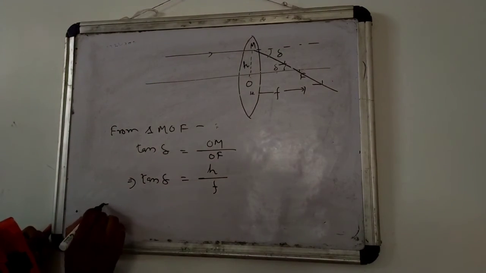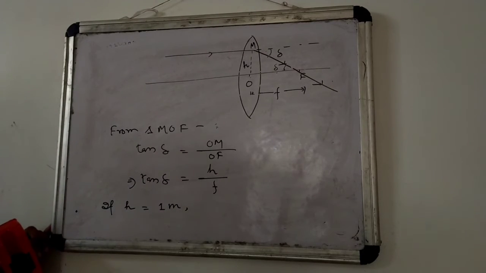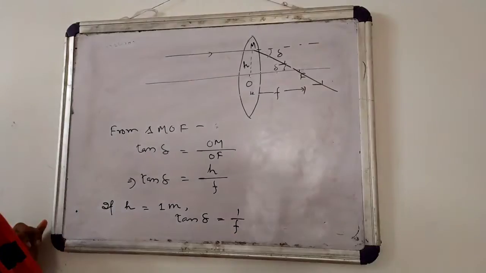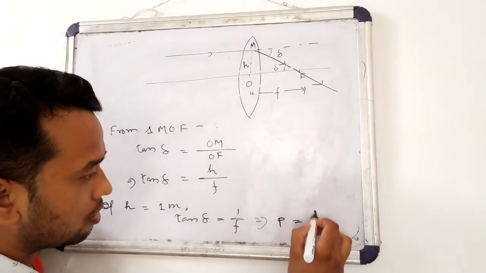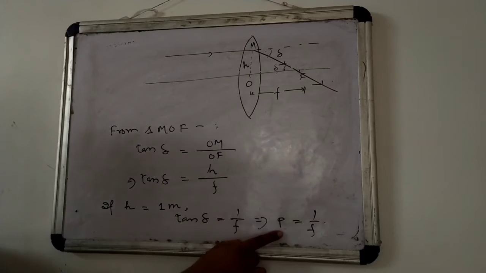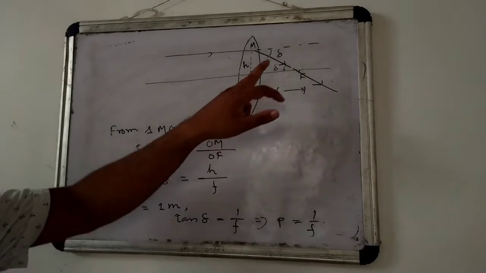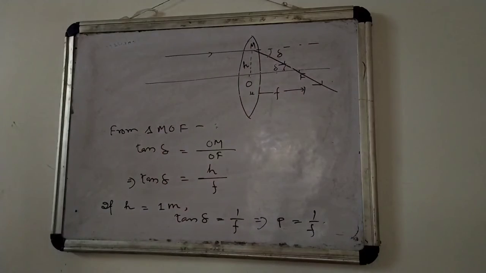Now if H is equal to 1 meter, then tan delta is equal to 1 by F. And this tan of delta is called power. In place of tan delta we write power. That means the power is the tangent of the angle by which a ray changes its direction. In this way we can derive this formula, P equals 1 by F.